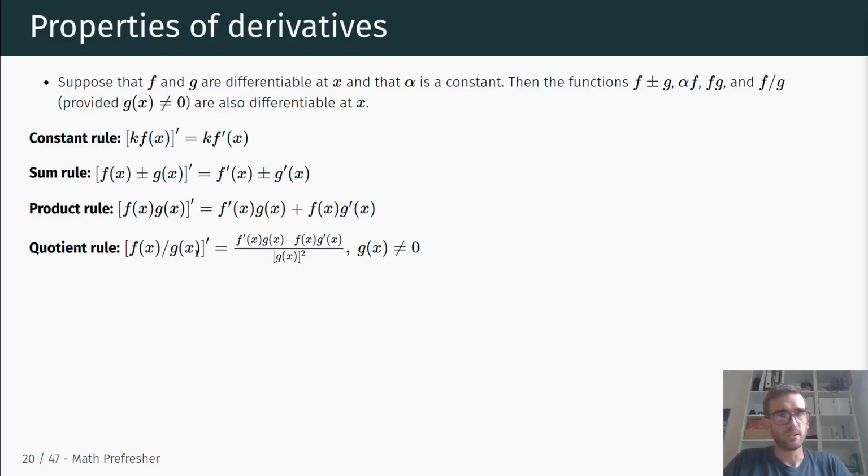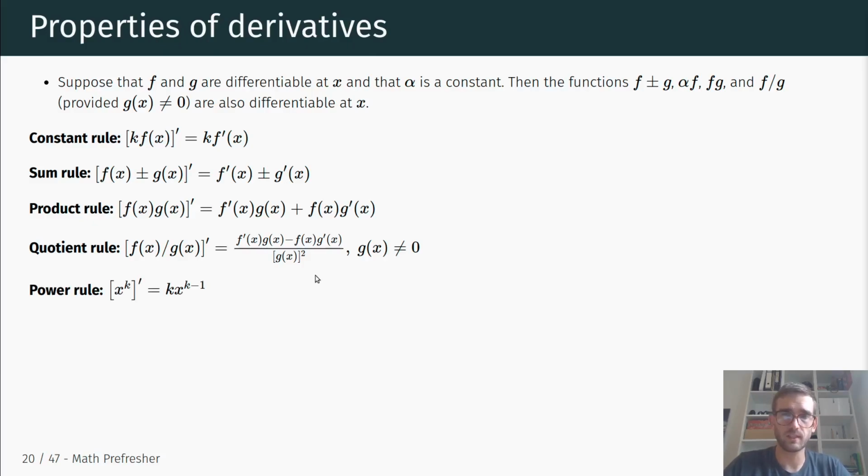So for f of x divided by g of x, the derivative in the numerator is given by f prime of x times g of x, now minus f of x times g prime of x, okay? And in the denominator we have g of x, the original function, squared, okay? And this holds, of course, only at points where g of x is not equal to 0, because otherwise we would be dividing by 0.